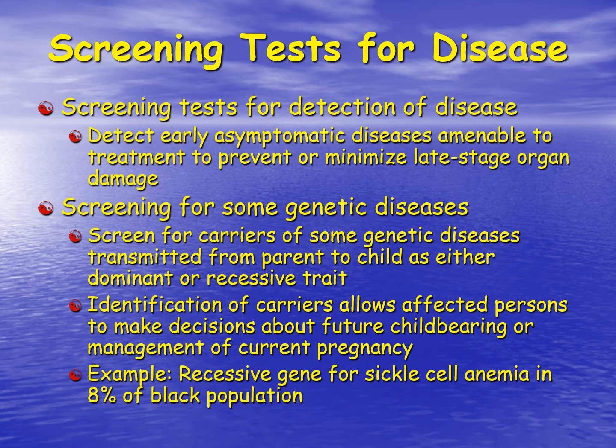Example, there is a recessive gene for sickle cell anemia in approximately 8 to 10% of all black individuals in the world. And so we could actually screen for this and see what your likelihood of passing this gene on to the next generation might be.